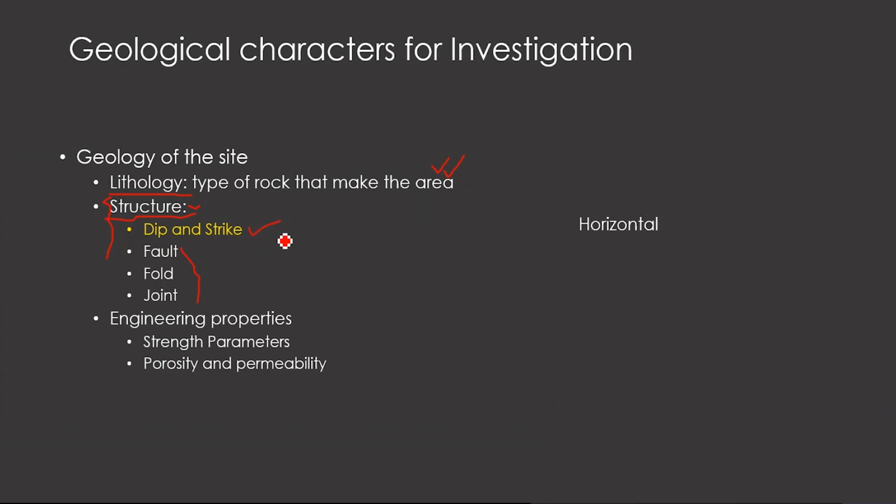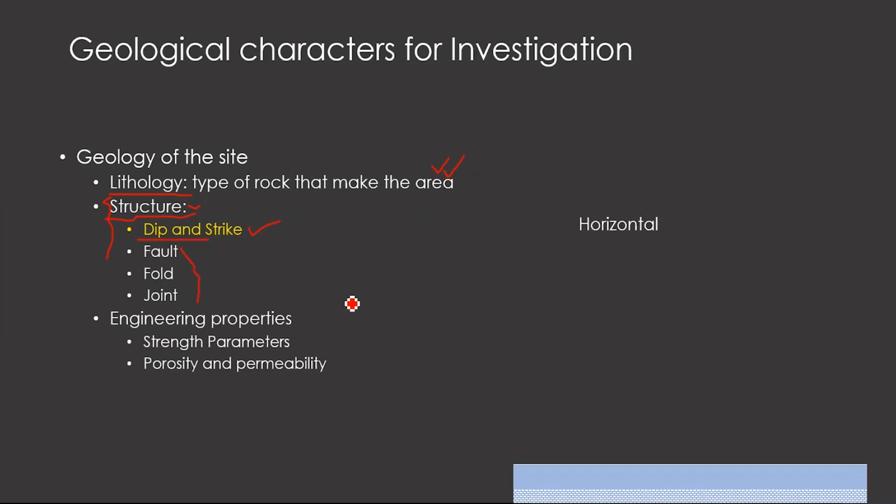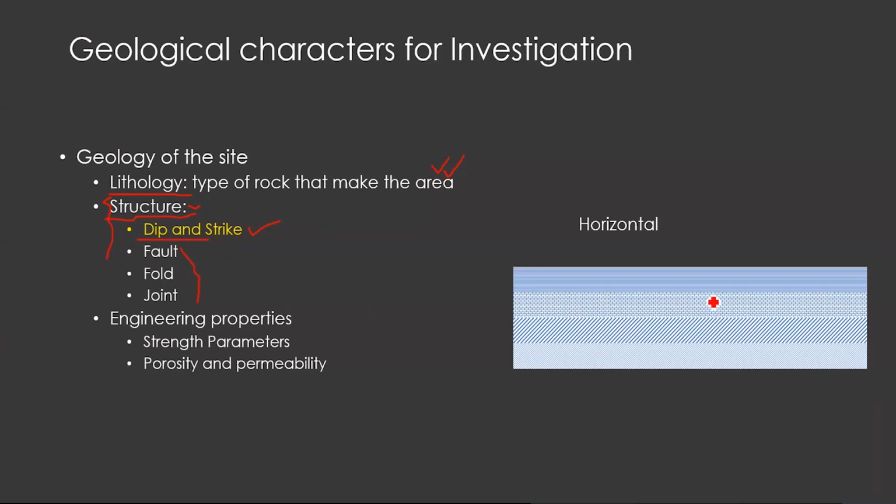For example, I'm taking the first characteristic, that is dip and strike. If I'm talking about dip and strike, I have a number of different options. First, an area where the rocks are really horizontal in nature, and I'm going to construct a dam over the horizontally stratified rocks.